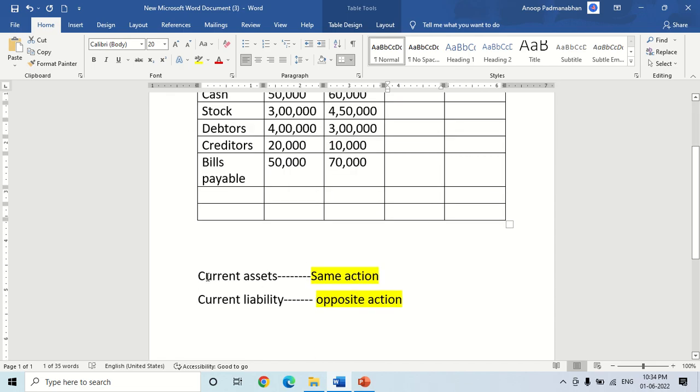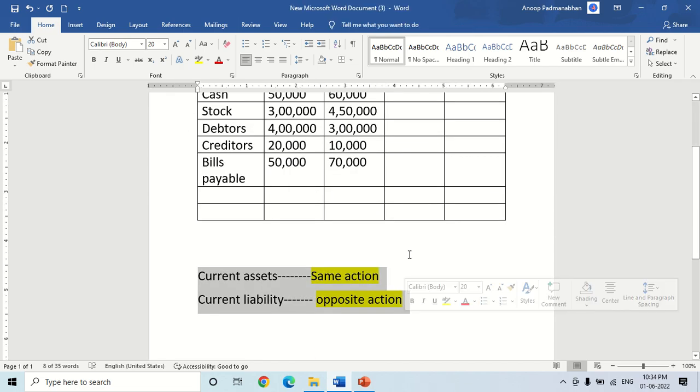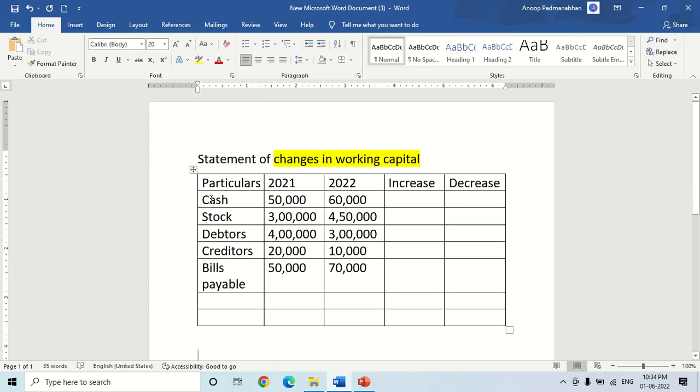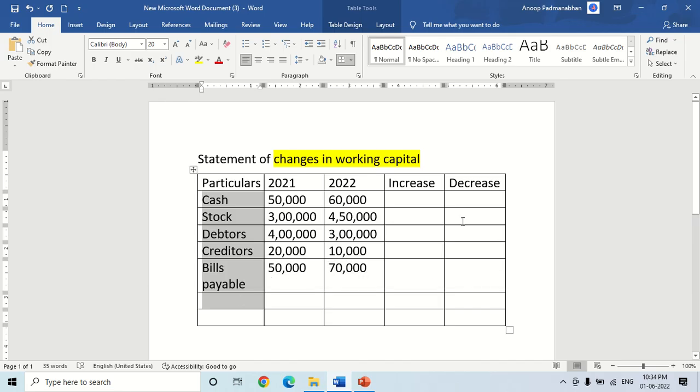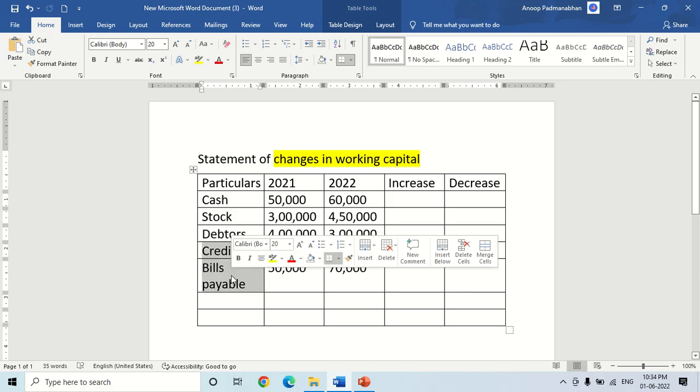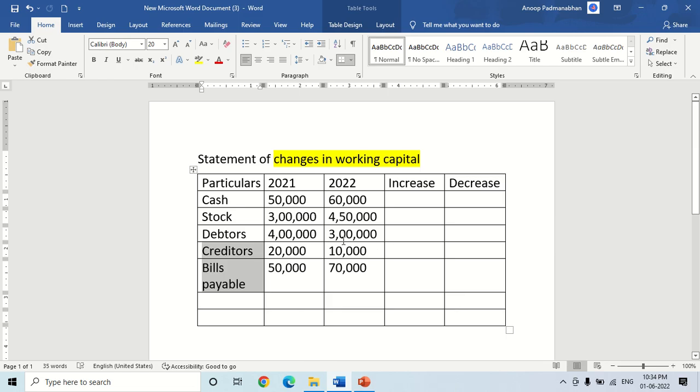So every time you have to remember these two things. Here I have randomly written the values of some current assets as well as current liabilities. I am not sharing the question, I just filled in the values randomly. The items are cash, stock, debtors, all these are current assets, and creditors, bills payable, these are current liabilities. First we are going to see the current assets, and what is the impact on your working capital.